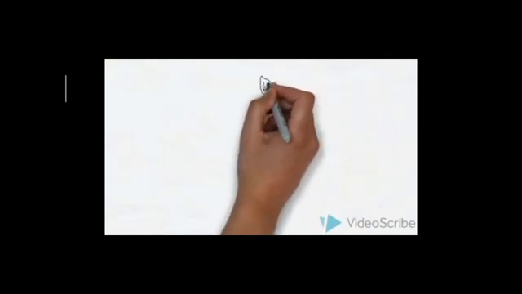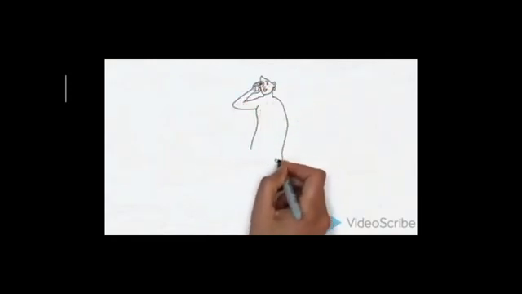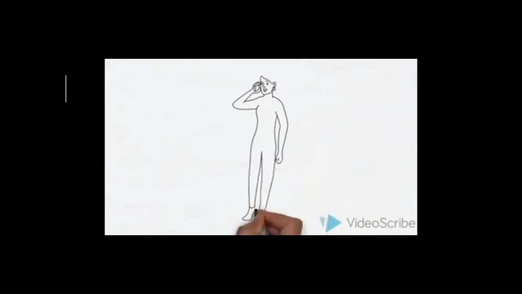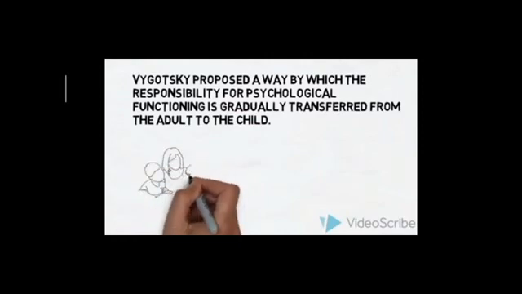Now back to our phone example. You most likely watched your parents answer the phone many times. Then you discussed together how to answer a phone. Then you yourself could answer the phone without help. Vygotsky proposed a way by which the responsibility for psychological functioning is gradually transferred from the adult to the child.